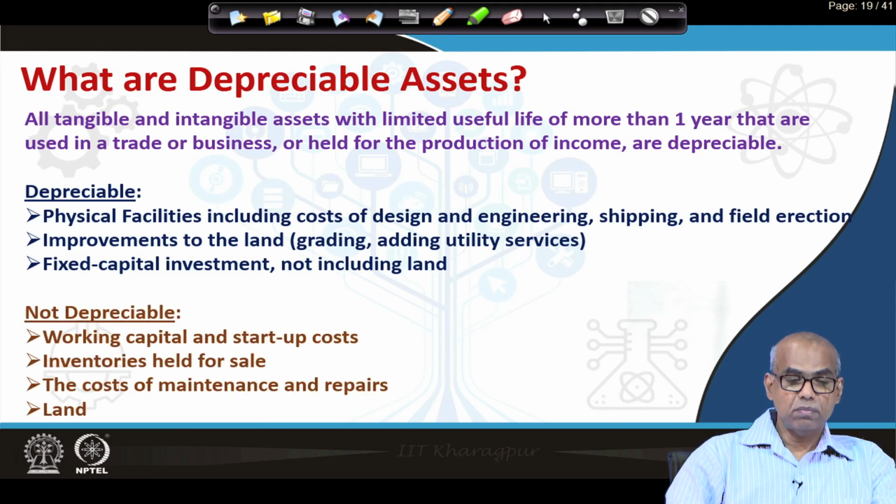What are not depreciable? Working capital and startup costs are not depreciable. Inventories held for sale are not depreciable. The cost of maintenance and repairs are not depreciable. Land is not depreciable.